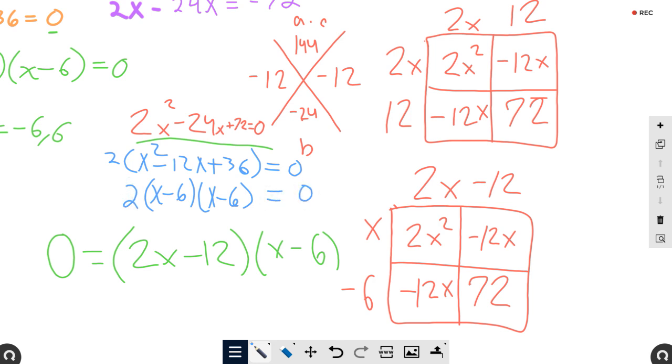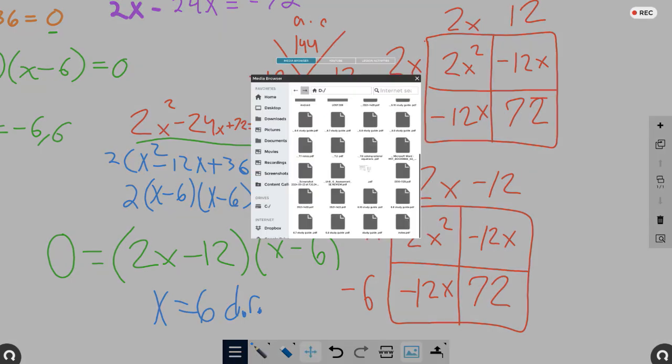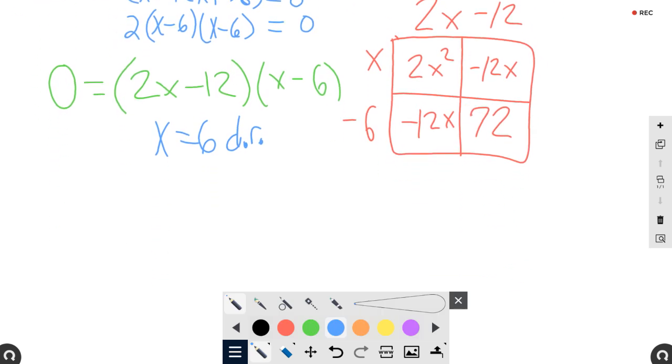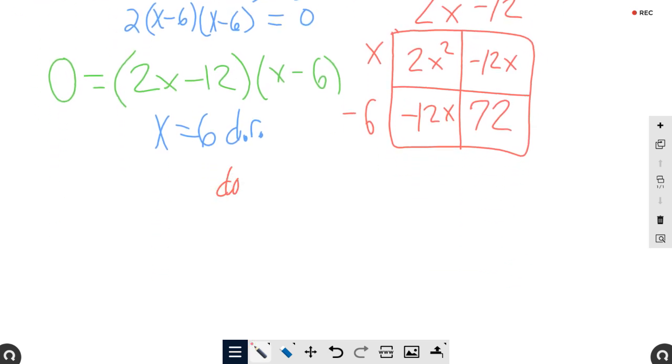If I take out the GCF, 2x squared minus 12x plus 36 equals 0, and now we're going to factor what's inside. So what multiplies to 36 but adds to negative 12? Negative 6 and negative 6. So that's similar to the last equation. So if we solve this problem here in green and we solve our problem up here, we still end up with the same answers, which is x equals 6.